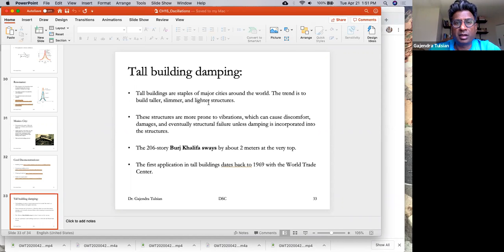However, because they're lighter, these structures are more prone to vibrations, which cause discomfort, and can damage the structure and cause structural failure as well, unless you incorporate damping. So you don't want them to sway too much. By the way, the Burj Khalifa in Dubai sways 2 meters at the very top. 2 meters is over 6 feet. I guess you have to incorporate those facts into the construction.